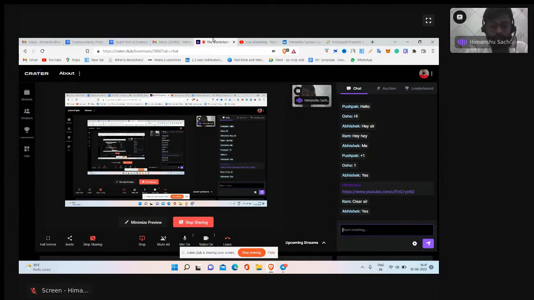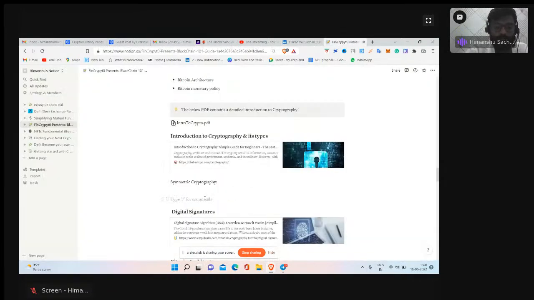So symmetric key cryptography we also call private key cryptography. Symmetric key cryptography is also known as private key cryptography because it has only one key to lock and unlock the message.